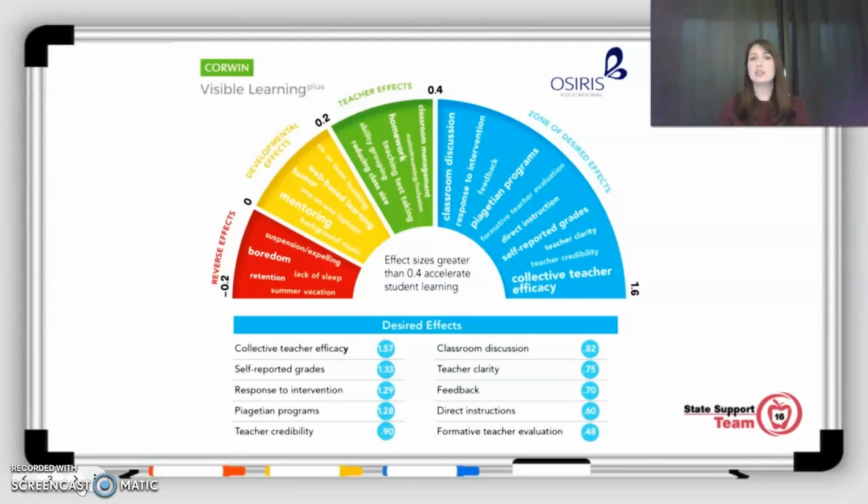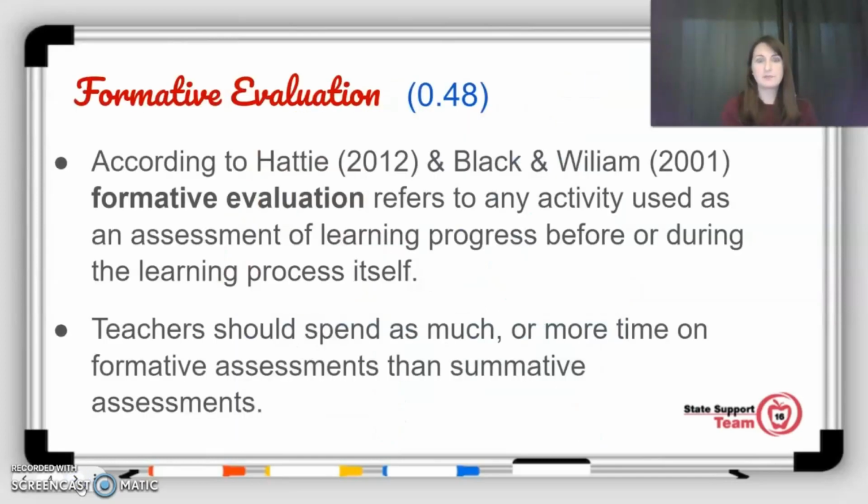So anything that gets you to point 4 is great, but we really want to go beyond that. In that blue zone, that's the zone of desired effect, and that's what can really accelerate student learning past a typical year's worth of growth. So we'll be talking about 2 different things in that blue zone: feedback and formative evaluation. So starting with formative evaluations, these have an effect of 0.48, so beyond that 0.4 average.